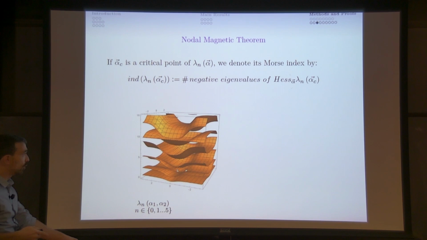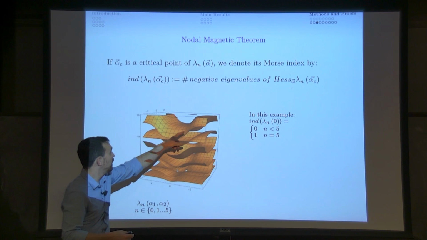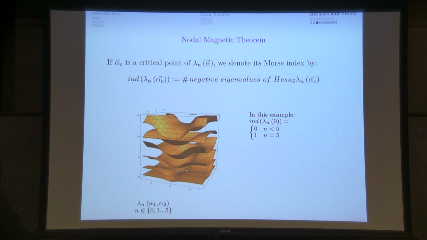So in this situation, here, here, here, here, and here, it's all a minimum. It's a minima. So the Morse index is zero. Here I'm on a saddle point, so the Morse index is one. Now, why am I saying all this?